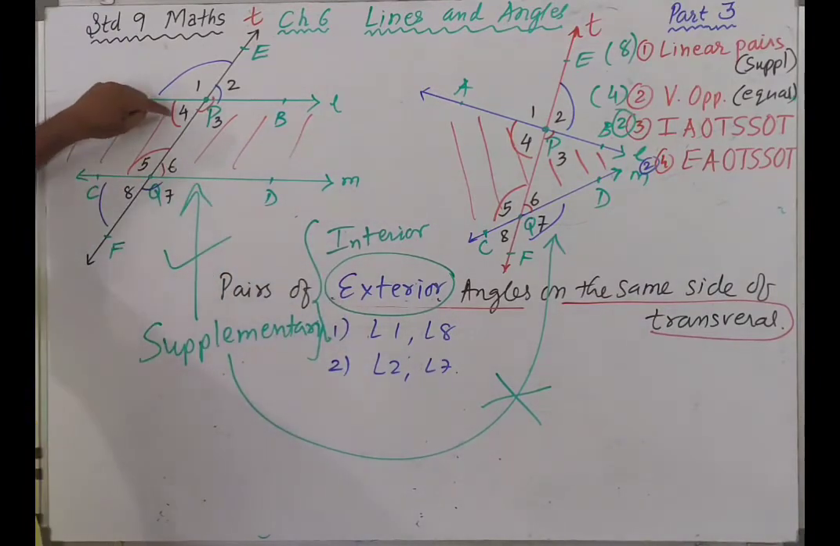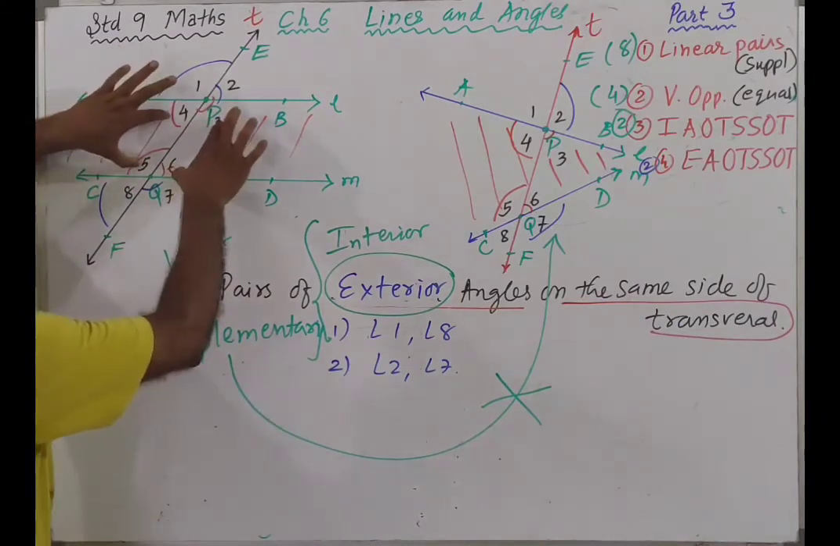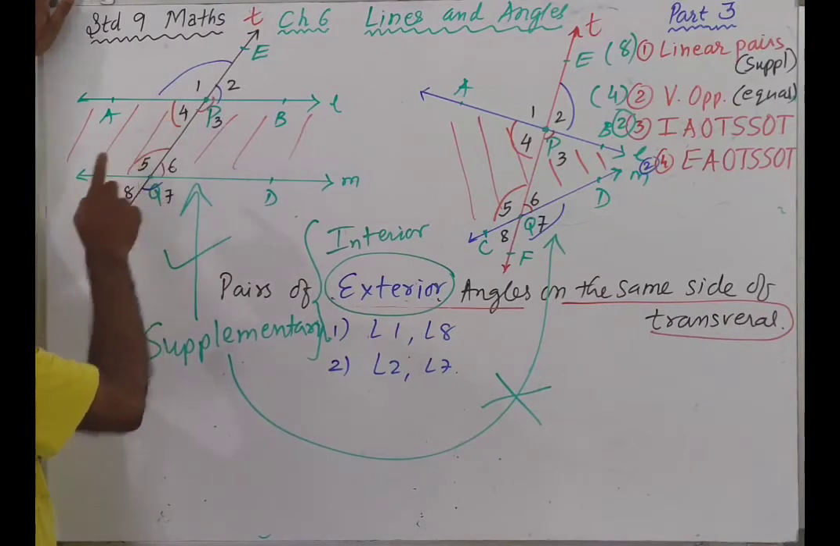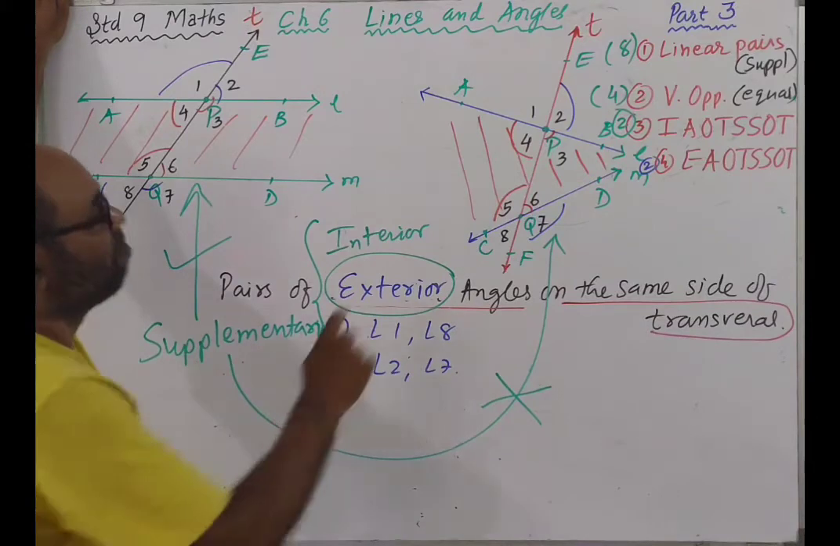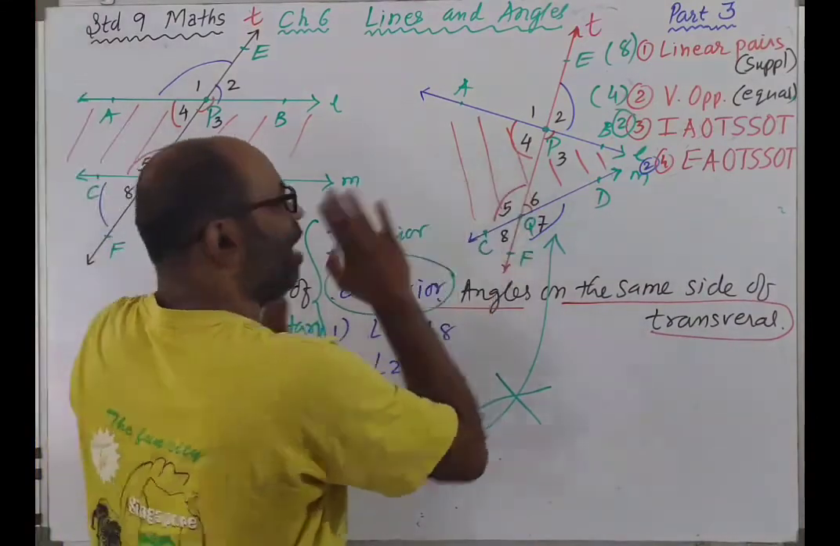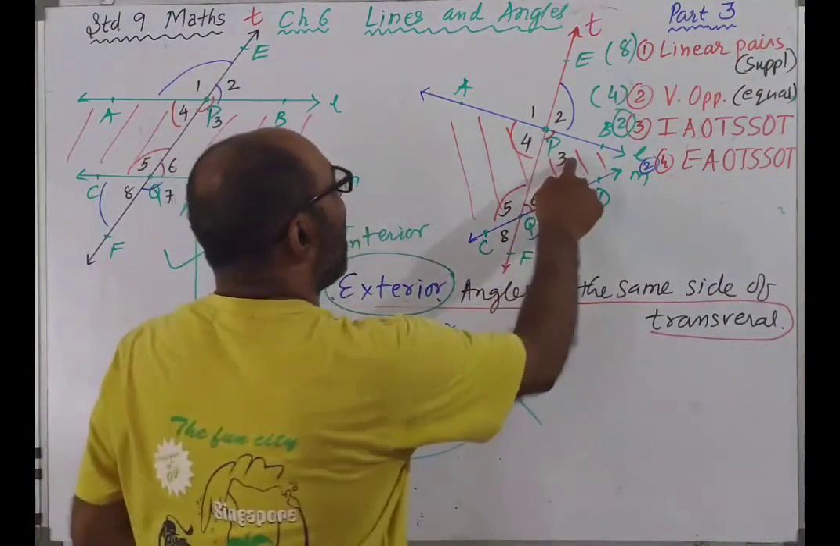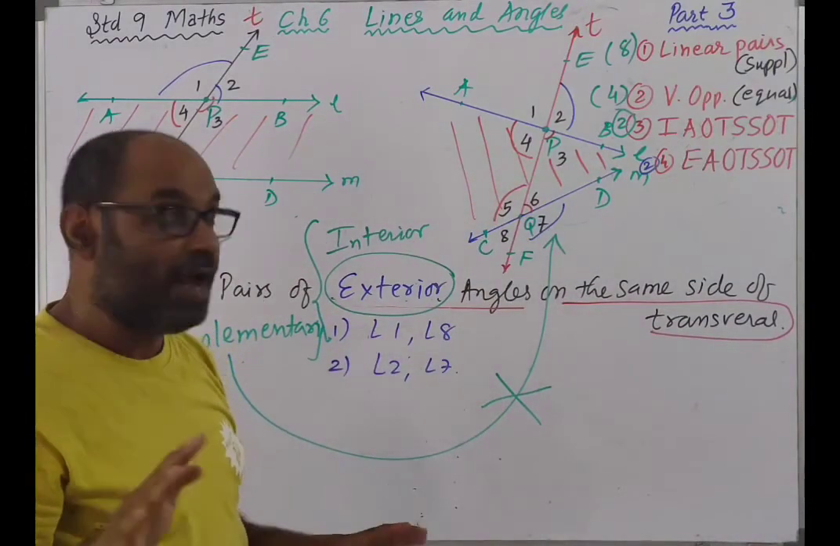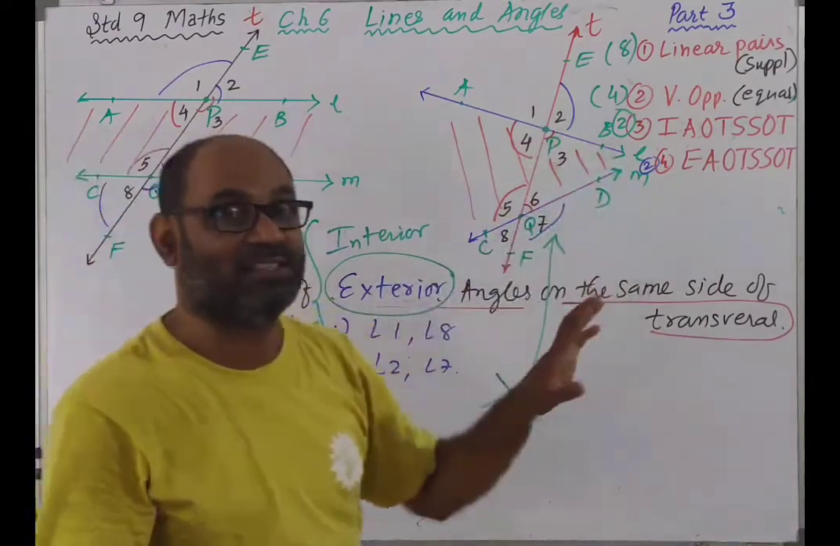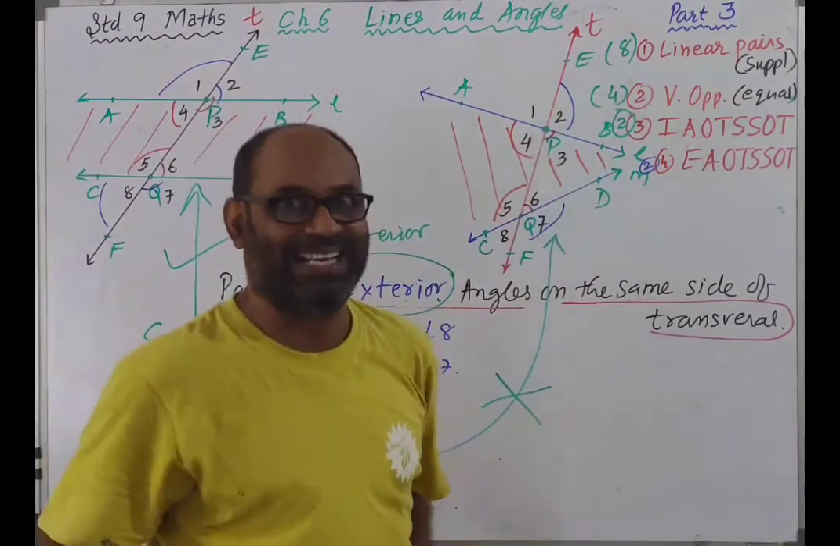Which are the interior angles? Angle 4 and 5, first pair. Next, 3 and 6. These pairs are supplementary. Angle 4 plus angle 5 is 180. Angle 3 plus angle 6 is 180. But angle 4 plus angle 5 is not 180 in this case. Angle 3 plus angle 6 is not 180 in this case. That is the difference. That's why we are studying these two diagrams simultaneously.